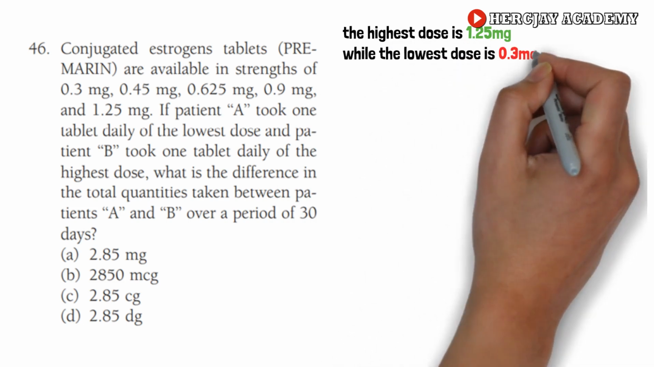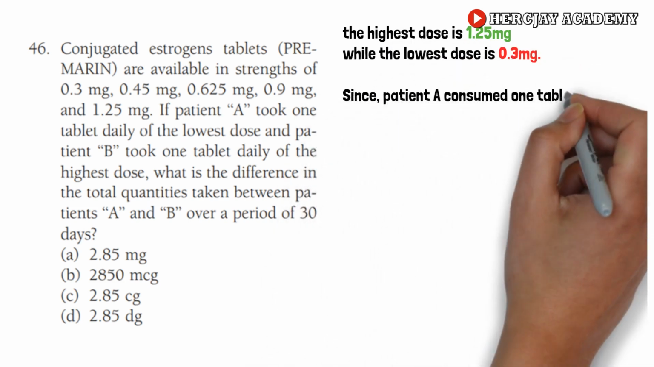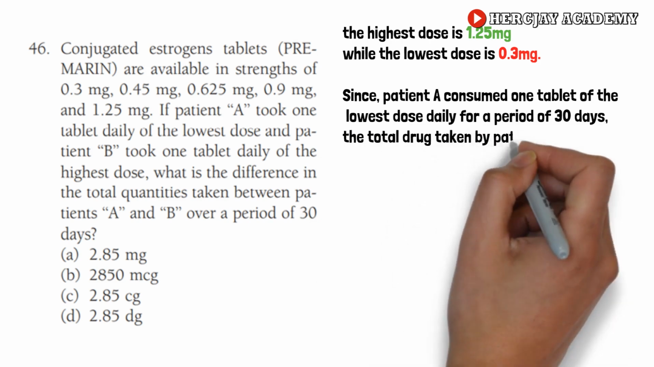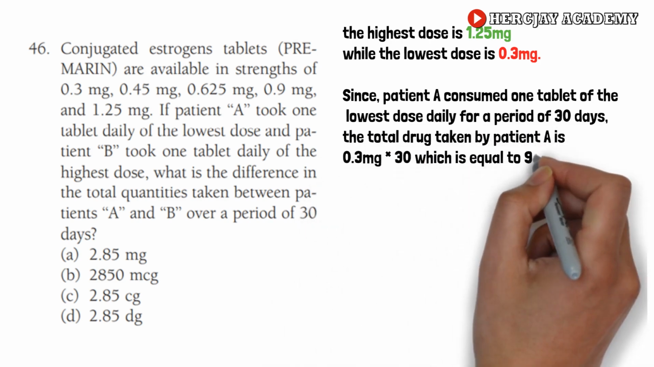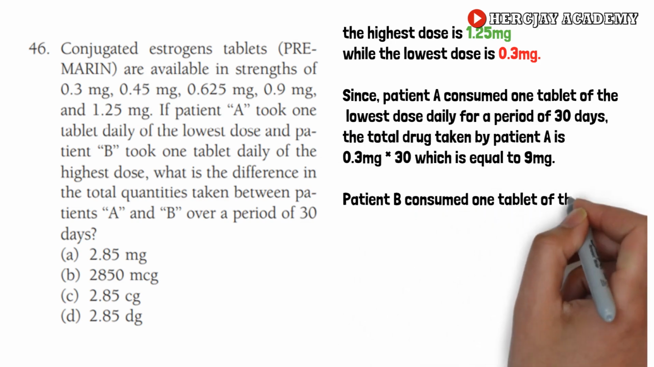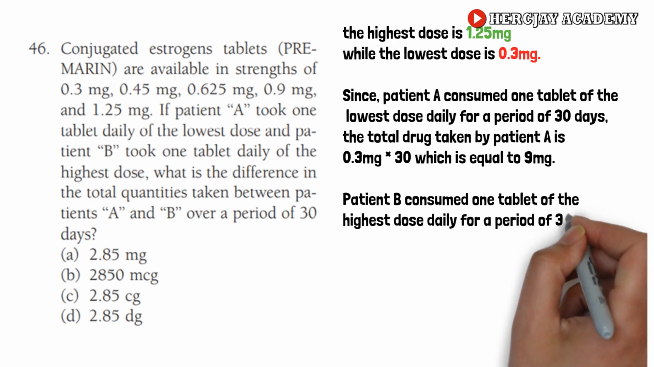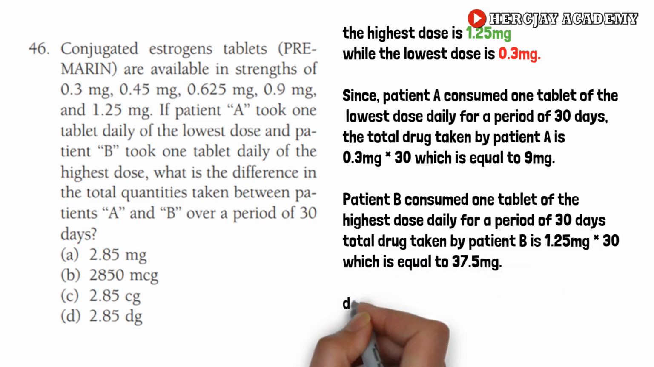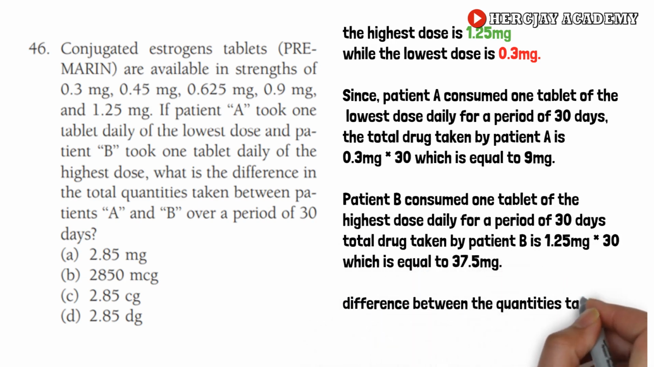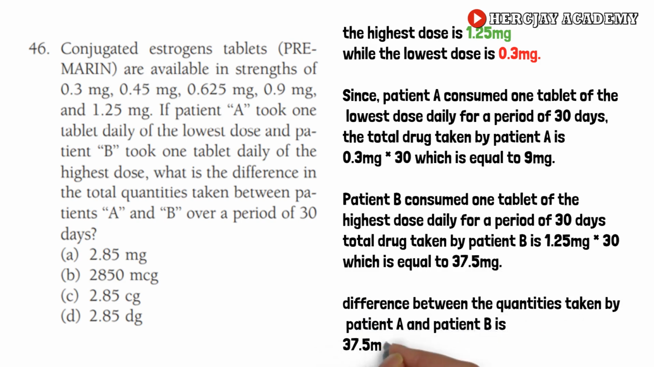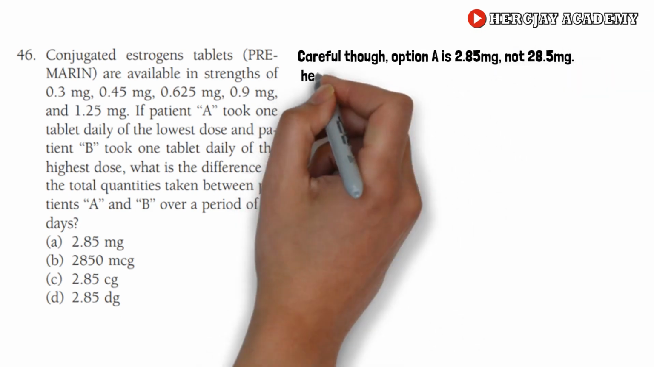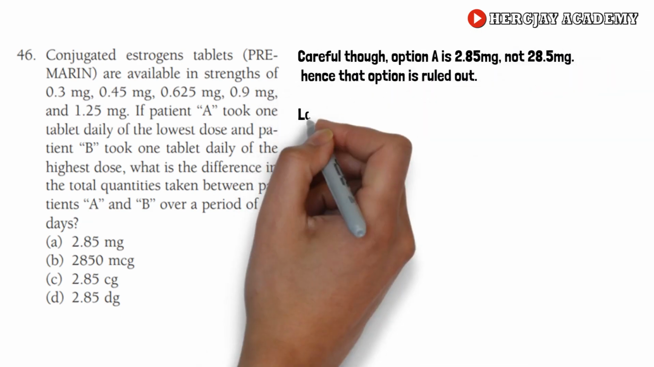Since patient A consumed 1 tablet of the lowest dose daily for a period of 30 days, the total drug taken by patient A is 0.3 mg times 30, which is equal to 9 mg. Patient B consumed 1 tablet of the highest dose daily for a period of 30 days too. The total drug taken by patient B is 1.25 mg times 30, which is equal to 37.5 mg. Therefore, the difference between the quantities taken by patient A and patient B is 37.5 mg minus 9 mg, which is equal to 28.5 mg. Careful though, option A is 2.85 mg, not 28.5 mg. Hence, that option is ruled out.